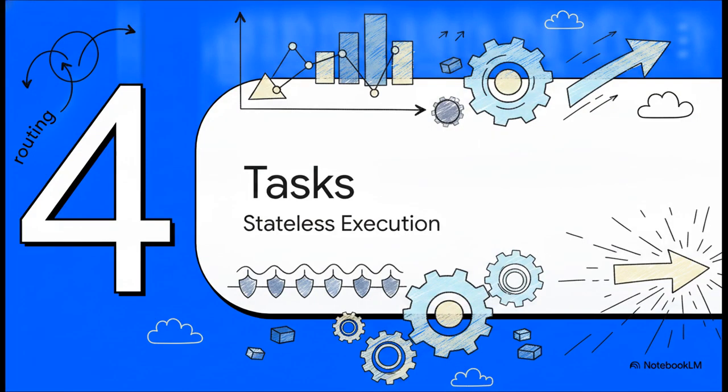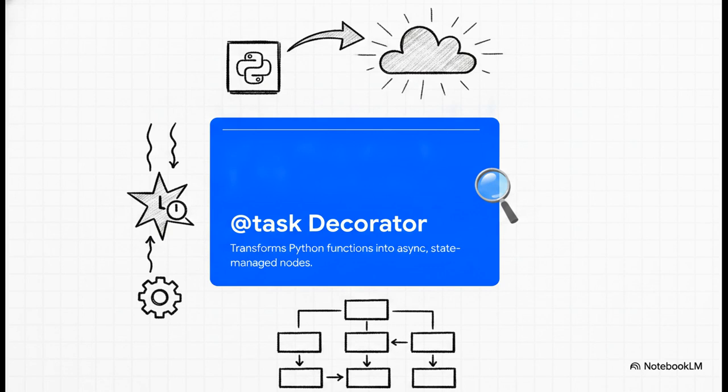And finally, Section 4, Tasks and Stateless Execution. We've covered routing, resilience, and speed, but what is the actual engine making all this possible? It's the @task decorator. It is so elegantly simple. You literally just place this decorator right above your standard Python function, and LangGraph wraps it in magic. It instantly transforms a totally normal function into an asynchronous node. And not only does it run concurrently, but it also becomes state managed within your workflow. That means the system tracks its exact progress.